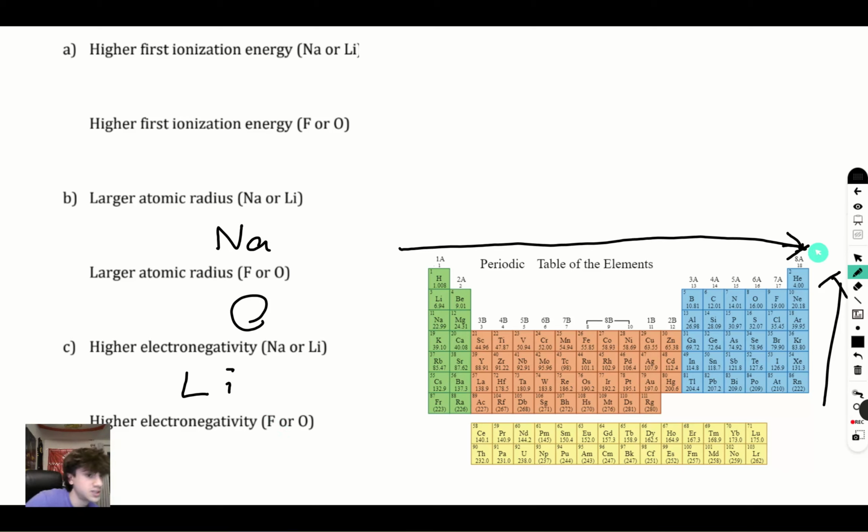between fluorine and oxygen. That's also going to be fluorine because it's more towards the right. And fluorine additionally is the most electronegative element, since these gases do not count because they are noble gases.